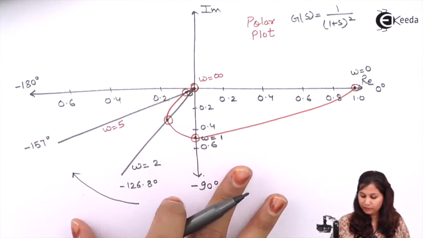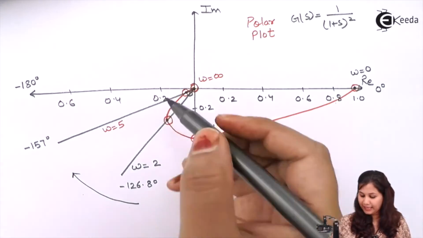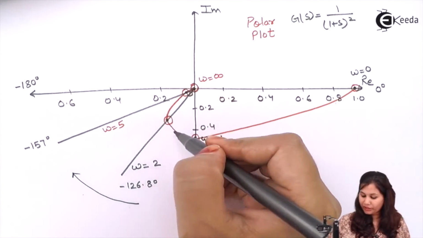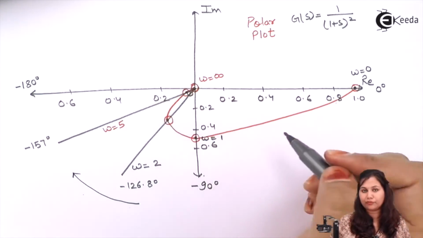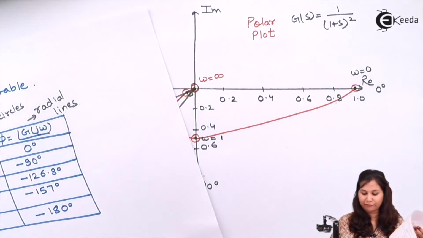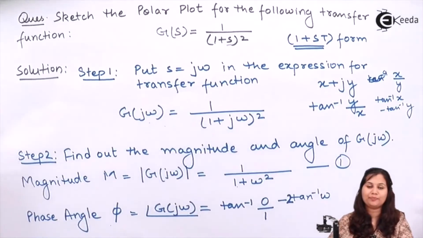You are plotting all the points. The radial lines represent the phase angle and the points represent the magnitude. Then join these points, and the curve you get is the polar plot of the system. So for this transfer function we have plotted the polar plot, and I hope this problem is clear to you. Thank you.